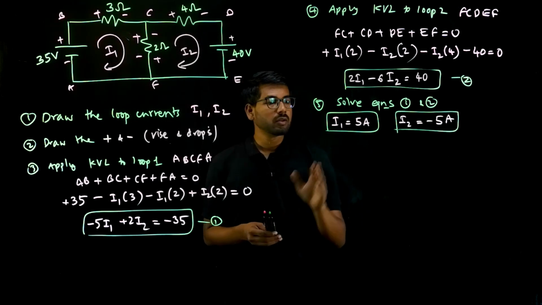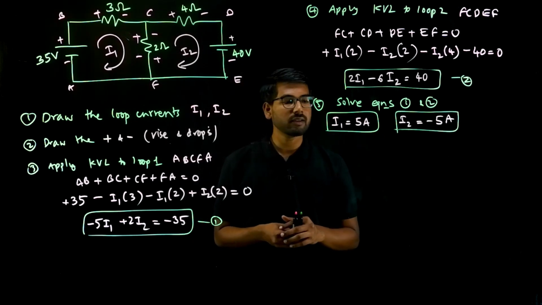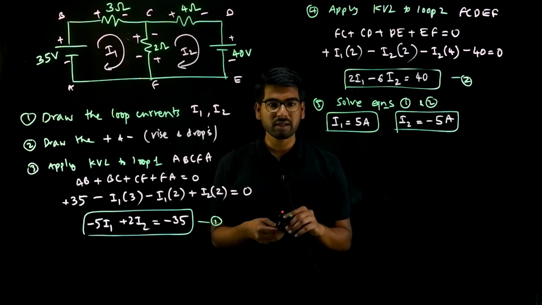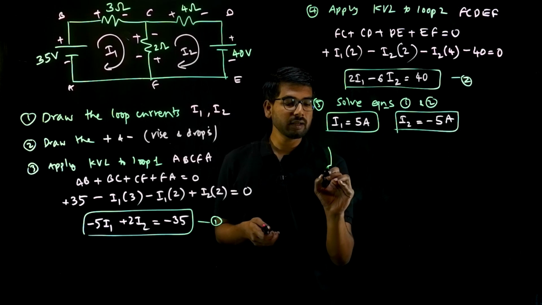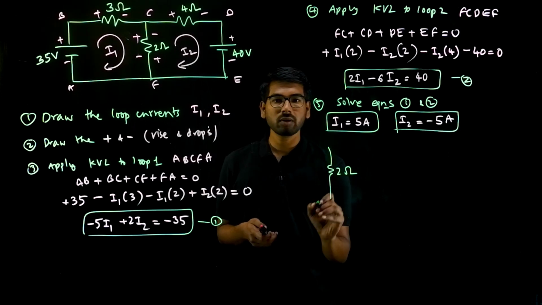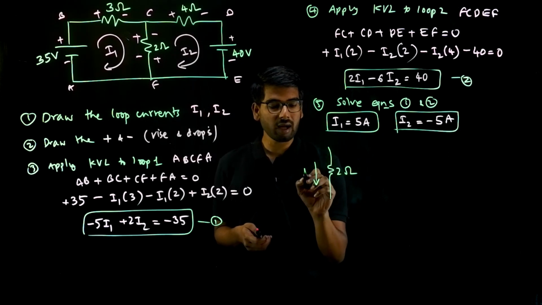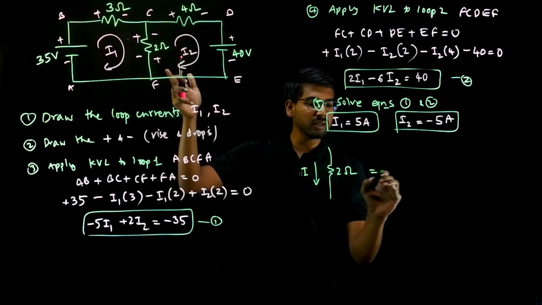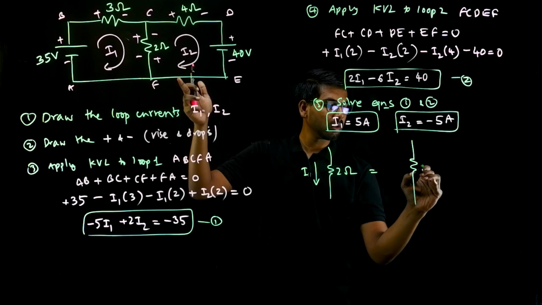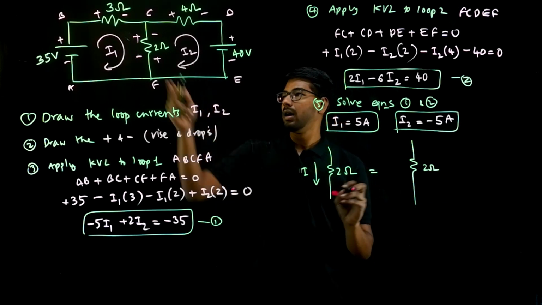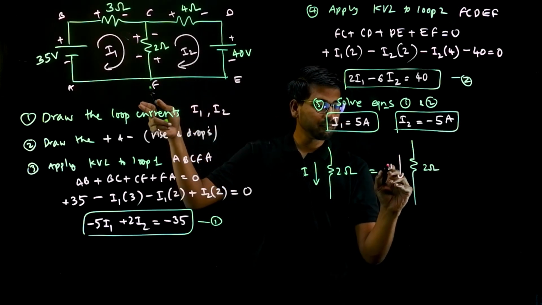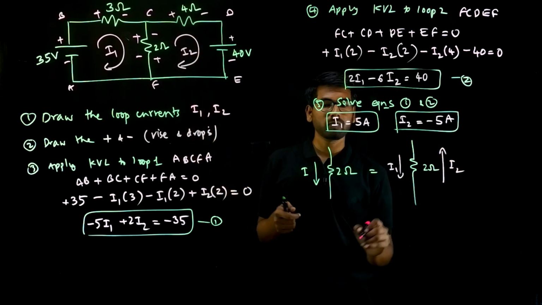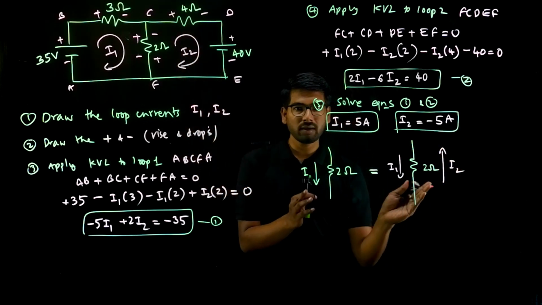So I1 is 5 amps, I2 is minus 5 amps, and we need to find what was the question again. Originally the question was the current through 2 ohms resistance, right? So the current was I. The same resistance now we have replaced like this, I1 going from top to bottom and I2 going from bottom to top. So these two are one and the same.